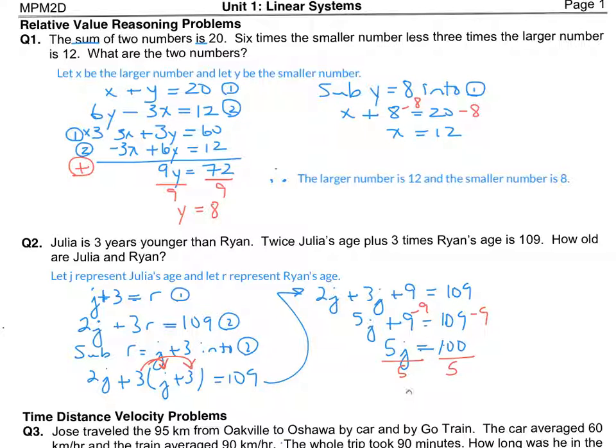And J is going to equal, 5 goes into 10 twice, and then into 0 times, so J is equal to 20. So that means Julia is 20, and then for Ryan, we're going to sub J equals 20 into equation number 1, and R would equal 20 plus 3, because Ryan is 3 years older than Julia, which equals 23. So therefore Ryan is 23, and Julia is 20. And I would put a concluding statement there.